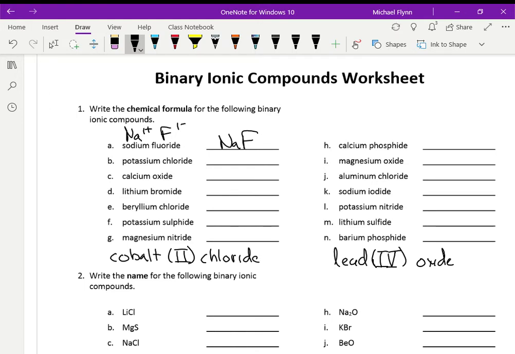Okay, let's do a hard one, or harder one at least. Let's do calcium phosphide. So calcium is 2 plus. Okay, that's calcium. Phosphorus is 3 minus. So cross them over, it's going to be Ca3P2. And that's pretty much the idea, okay?